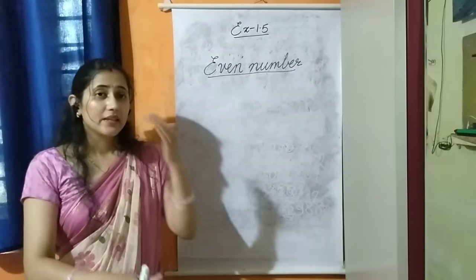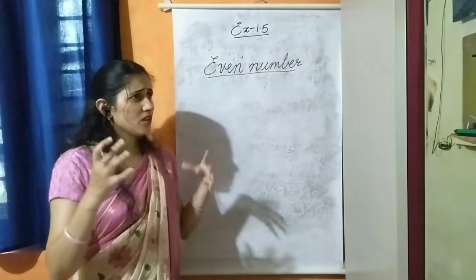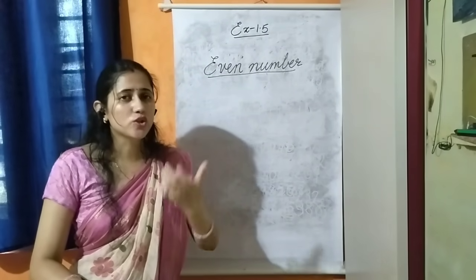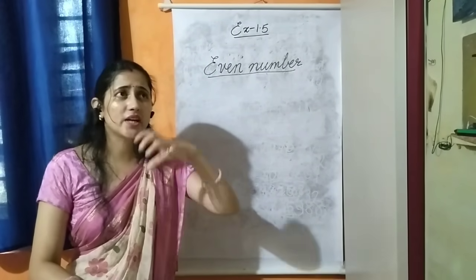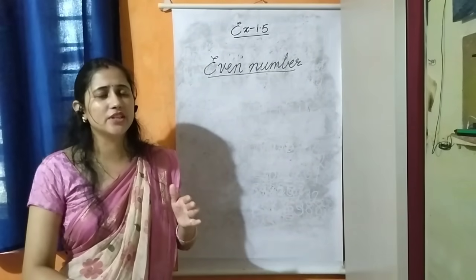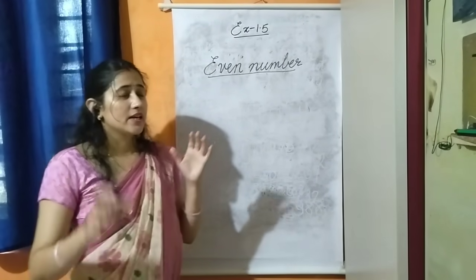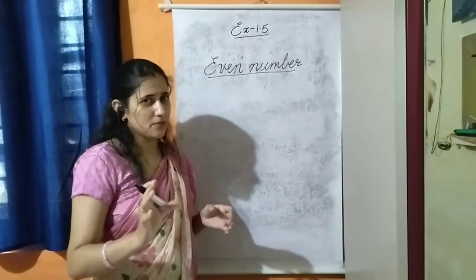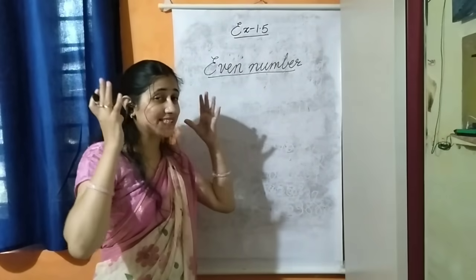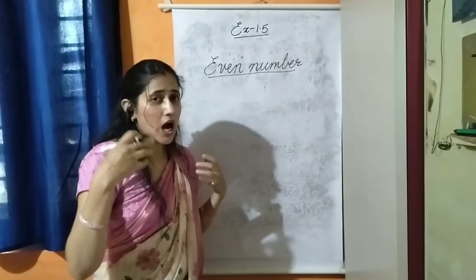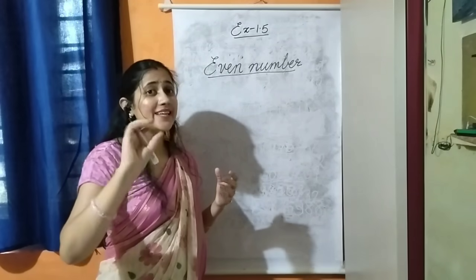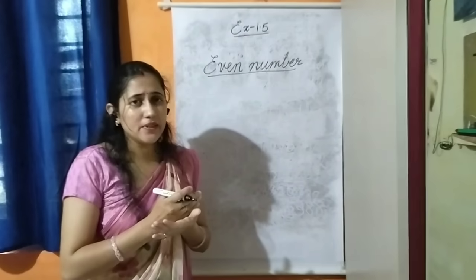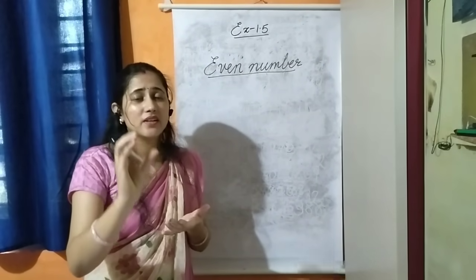Okay, students, one more thing, all the numbers which are divisible by 2 are even numbers. Okay, actually I would use the word exactly divisible by 2. The numbers which are exactly divisible by 2 are even numbers. Okay, what are exactly divisible numbers? If a number is exactly divisible, in that case we get the remainder 0.